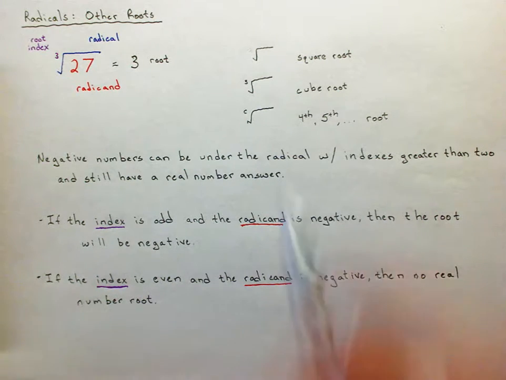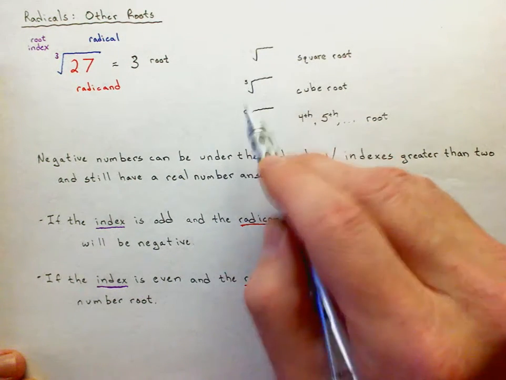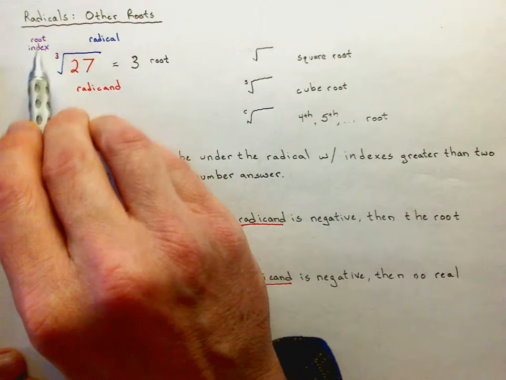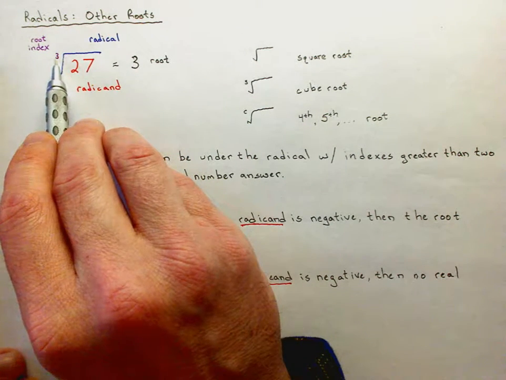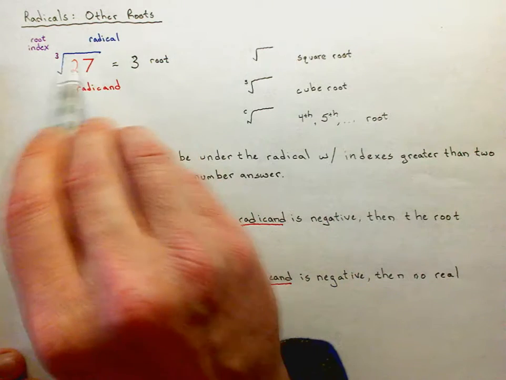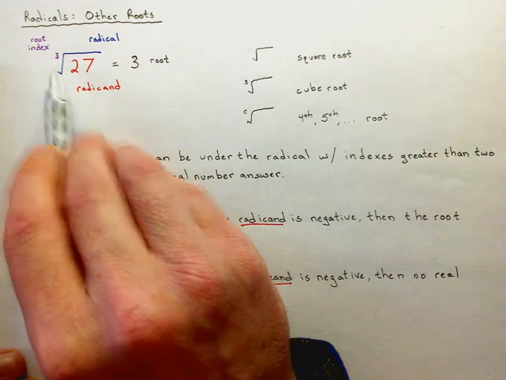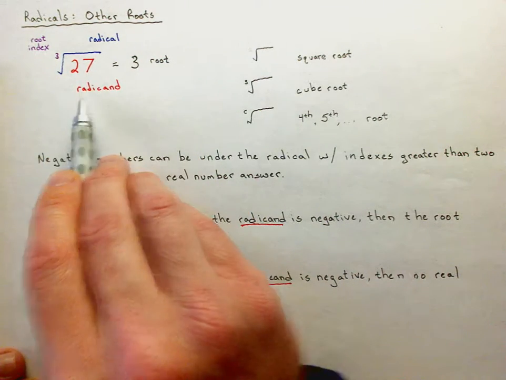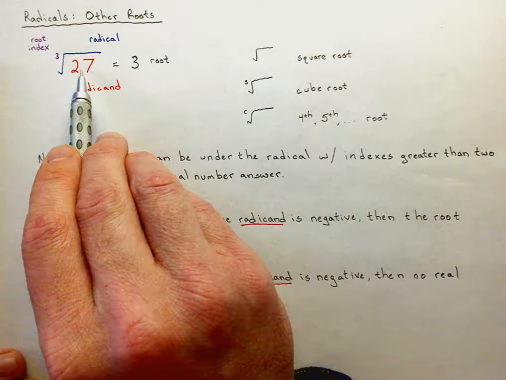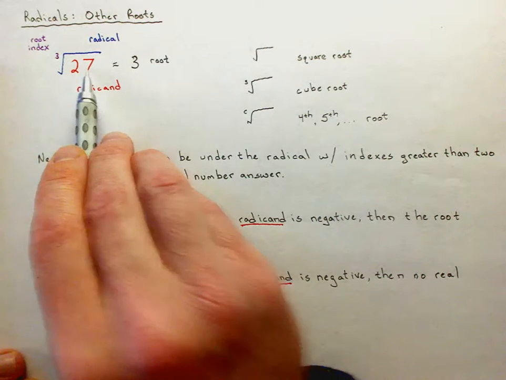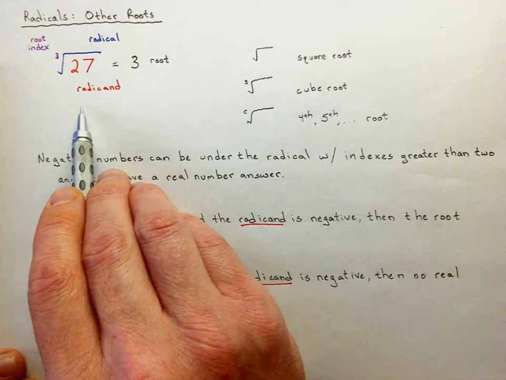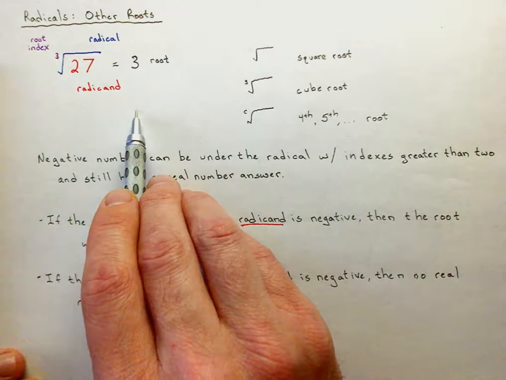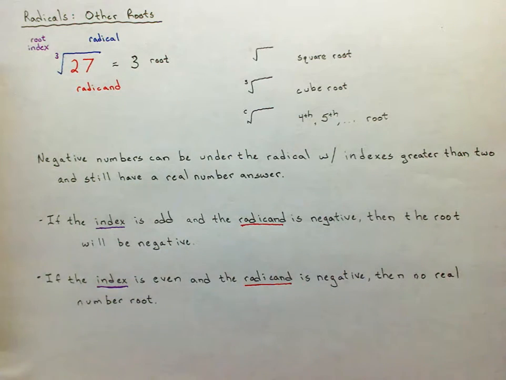So what we're looking at are other numbers being written in place of those. And we call that other number the root index. So in this case I have a cube root. The number 3 is the root index. Again, this is the radical and this is the radicand. The cube root of 27 is 3 because 3 times 3 times 3 equals 27.